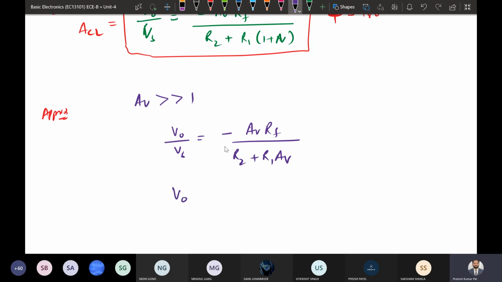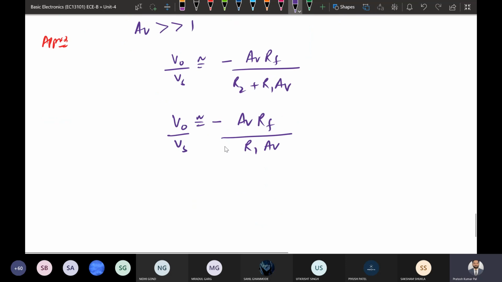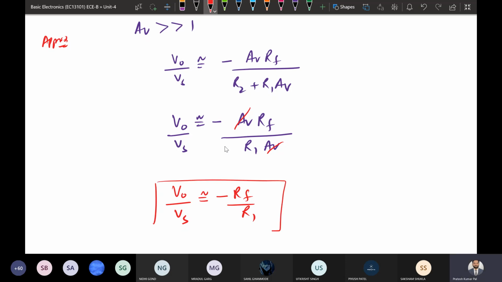So from there we will just get that AV RF divided by this will be neglected, R2 will be neglected, so it will be R1 into AV. So this is the approximation we are doing. Okay, so if this is the case, then these two terms will be cancelled out. So finally the V output by Vs will be nothing but the RF by R1. So this is what we have obtained in the approximate analysis.